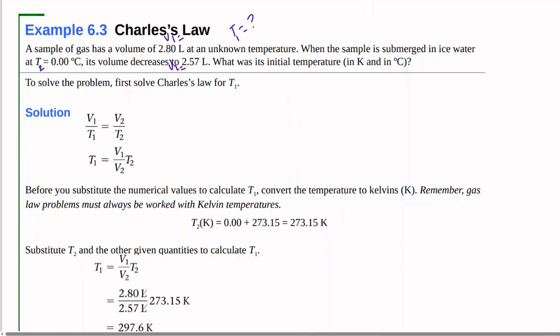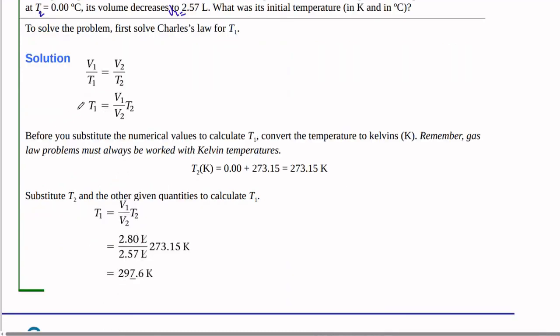Something you need to remember here is that for the simple gas laws, you have to convert Celsius to Kelvin. You have to use Kelvin units because Celsius has negative numbers, and so we want to make sure we're using that absolute temperature scale. We need to use the Kelvin scale. So we're solving for T1.